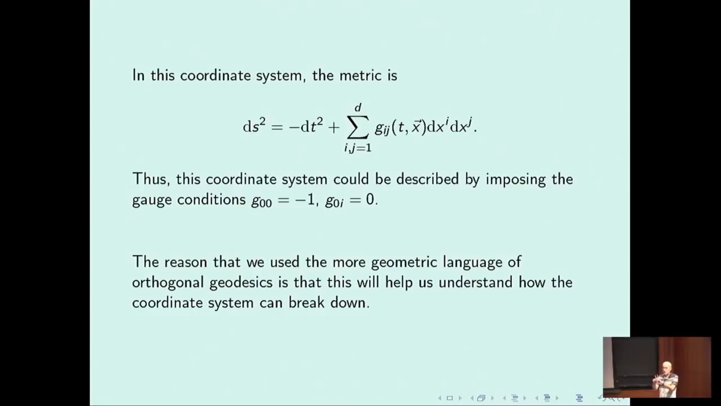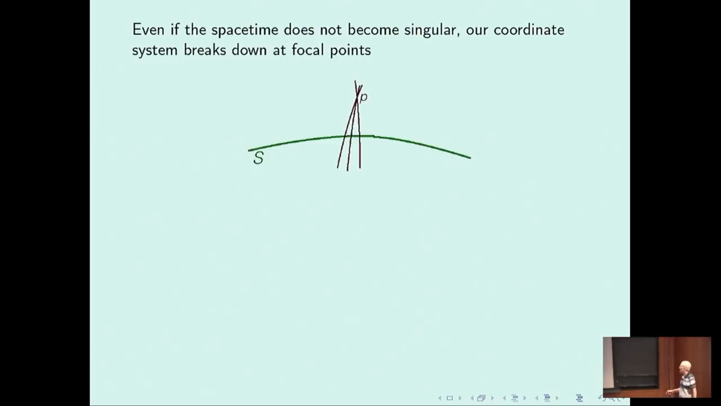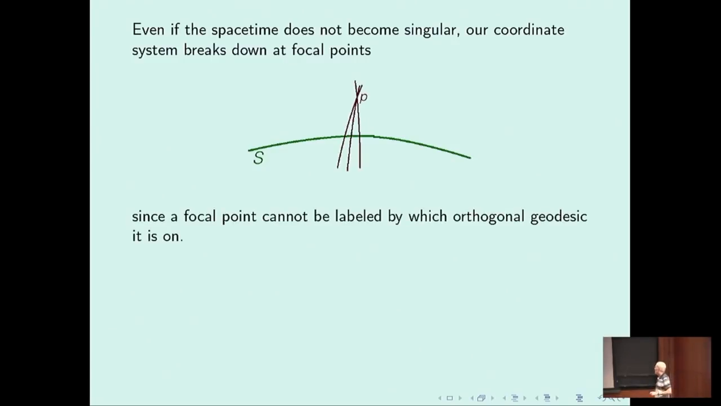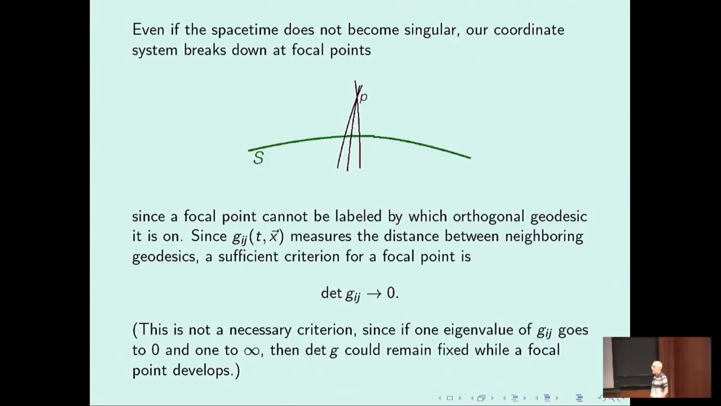But g_ij depends on t in a way that you find by solving Einstein's equations. So the distances between geodesics are time dependent in general, and a focal point means that some distances go to 0, which means that the determinant of the spatial metric goes to 0. So that'll be our sufficient condition for a focal point.